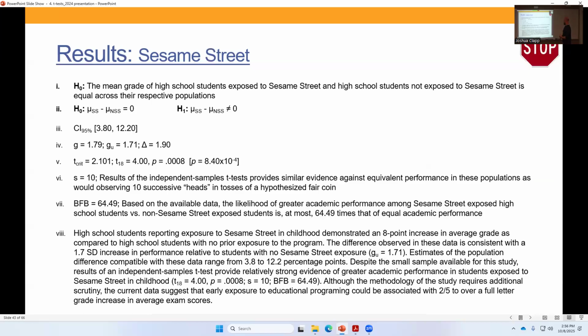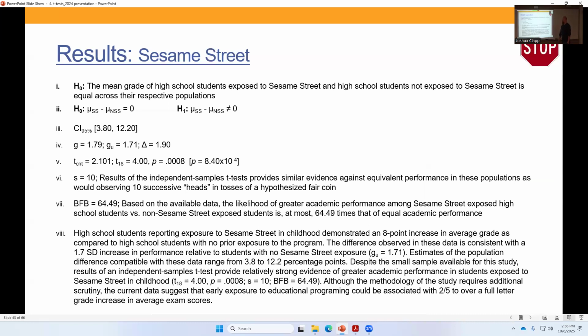For my Bayes factor, 64.5 here. Based on the available data, the likelihood of greater academic performance among Sesame Street exposed high school students versus non-Sesame Street exposed students is at most 64.49 times that of equal academic performance. Okay. Bayes factor, you can play around with this a little bit. There are different ways to pitch this, right? If you go back and look at the slide on interpreting this, there are different ways to do this, so play around. If you have questions about your interpretations, come see me. I'll help you square that away.